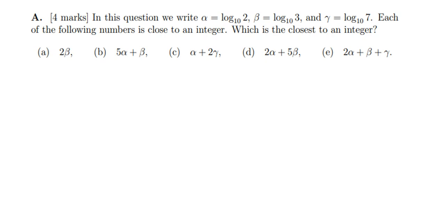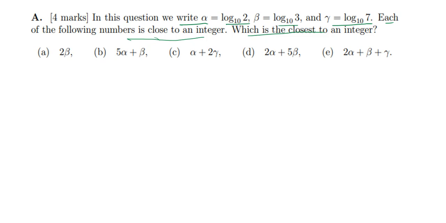Let's start with question number A. What does that question say? This question says: alpha equals log 2 base 10, beta equals log 3 base 10, and gamma equals log 7 base 10. Which of the following is closest to an integer? So how to solve that question?